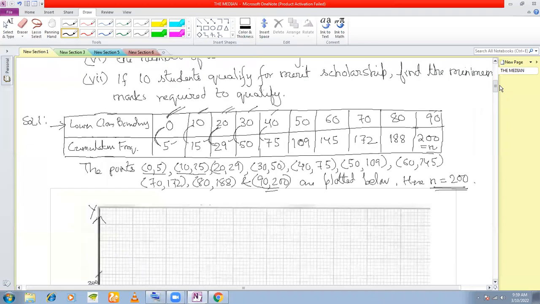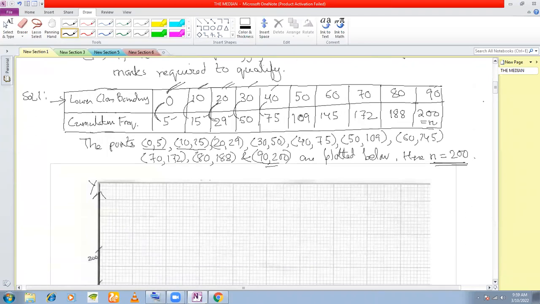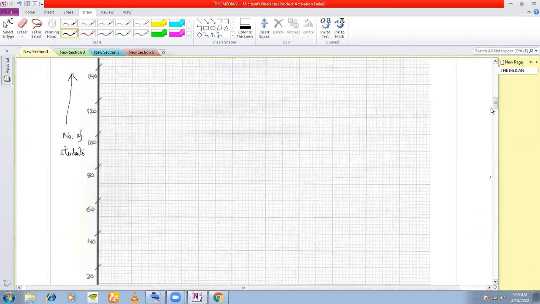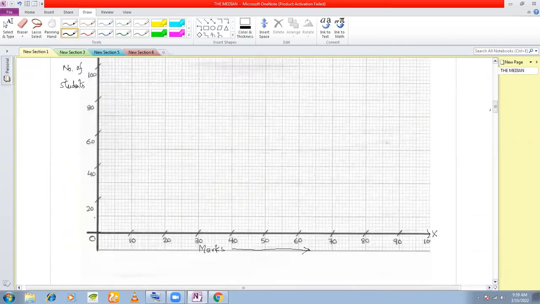So what scale should I take? If you see on the y-axis, because we are drawing the cumulative frequency, the cumulative frequency starts from 5. This is the lowest one, and the highest one is 200. So that means the cumulative frequency should start from 0 till 200. So what I have done is, 10 divisions I have taken equal to 20 students. Right? So 1 division here will be equal to 2 students, right? So we are going to write the scale.